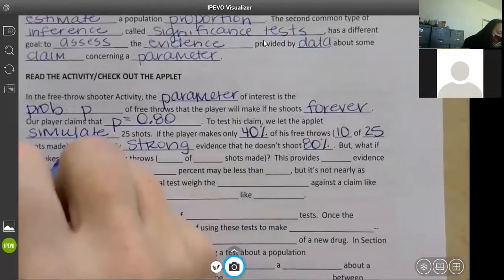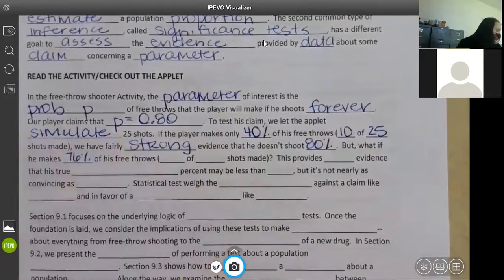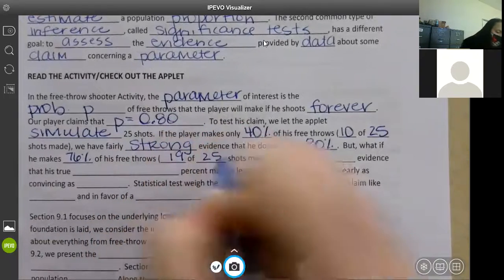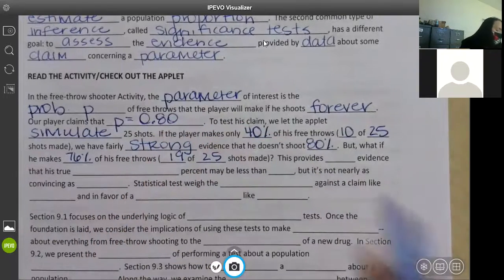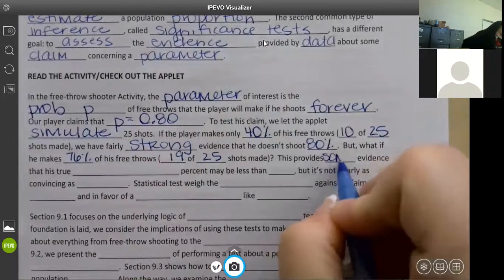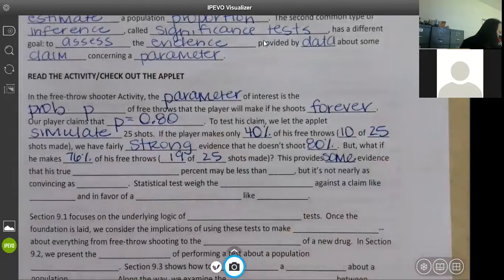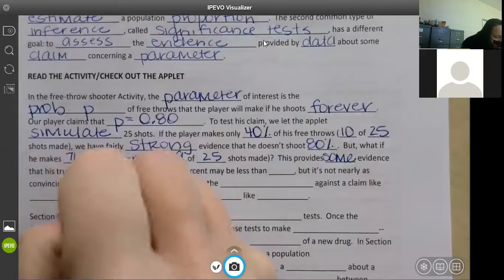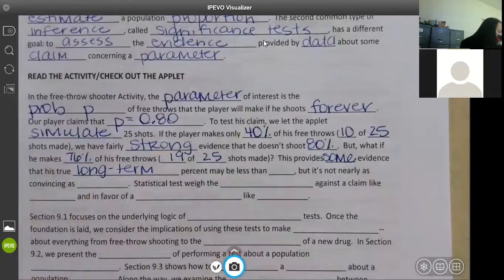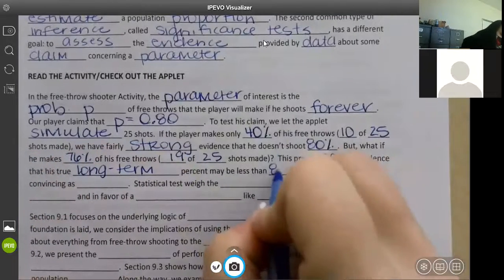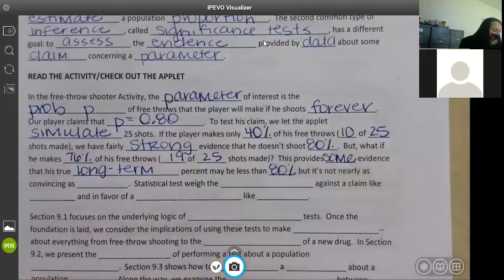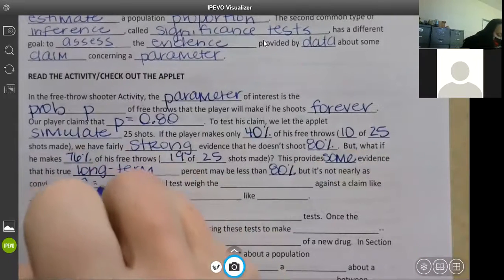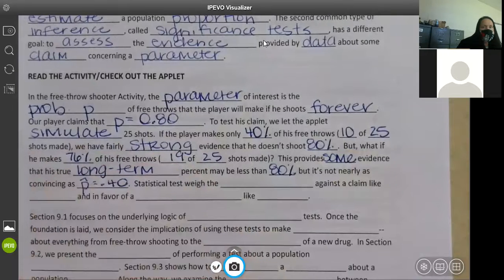But what if he makes 76% of his free throws? That would be 19 out of 25. This provides some evidence that his true long-term percent may be less than 80, but it's not nearly as convincing as that sample proportion of 40%.